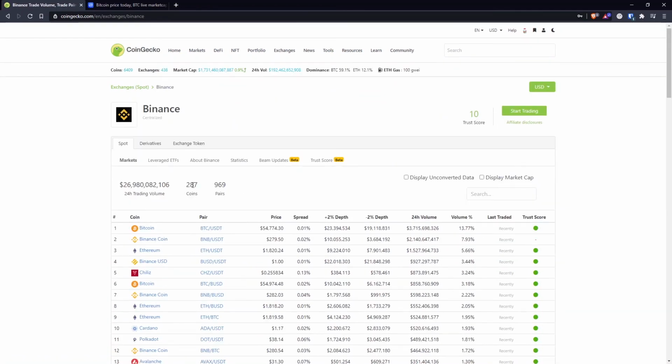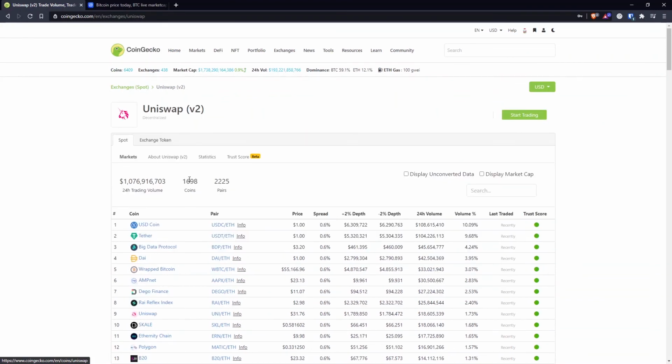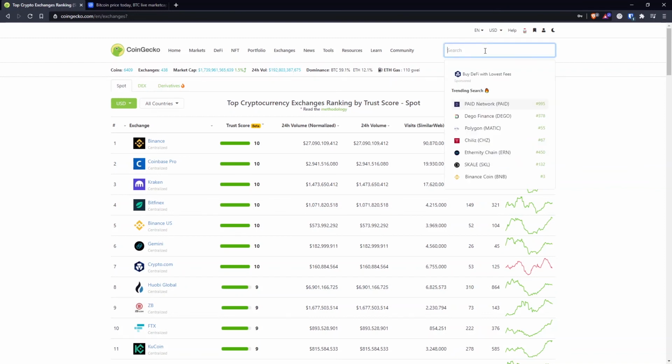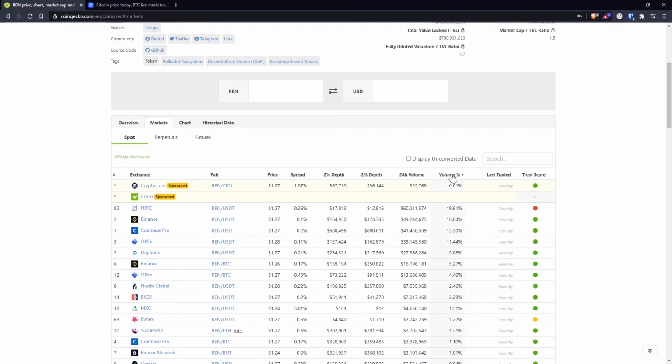Binance has almost 300 coins available, with almost 1000 trading pairs. And then you can look up your coins to see if they are available on this exchange. But most Ethereum based tokens, you'll find them on Uniswap, and you see there are almost 1700 coins available here. So that's how you use CoinGecko to find the best place to buy your cryptocurrency from. You search for your coins, you go on the markets tab, and then sorting by volume, you'll see which will be the best cryptocurrency exchange for you.